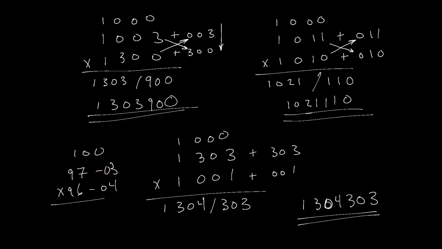So I'll show you in my next video how to do these, and then also how to do it if it's mixed. So for example, 97 times 103. If one of them is below a base and one of them is above a base, I'll show you guys how to do that. Look for my next video. I'll be doing that shortly.